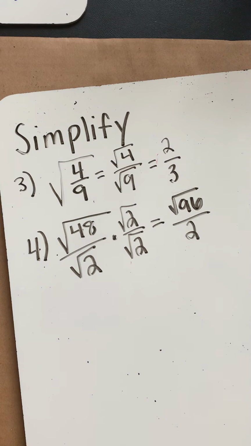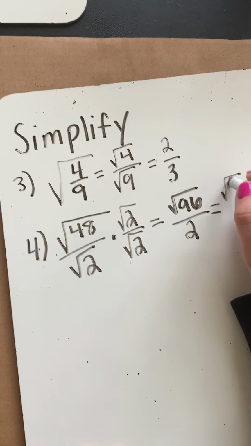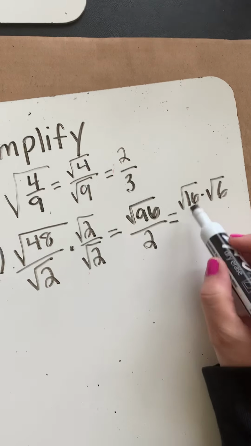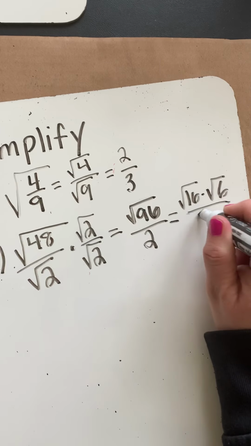And we can. So what you have to do is think of perfect squares, like what perfect square can go into 96? So I'm going through my perfect squares. 1, of course. 4 goes into 96, but is there something bigger? What about 9? Nope. What about 16? Yes, it actually does. So this becomes the square root of 16 times the square root of 6, because 16 times 6 is 96. And then we're going to put that over 2.